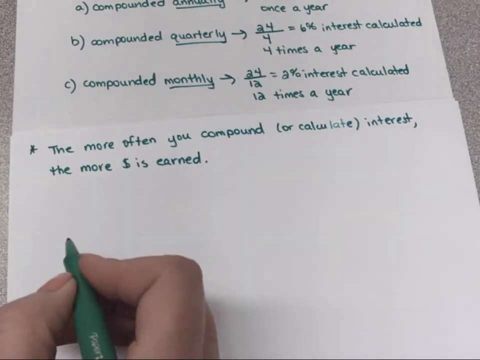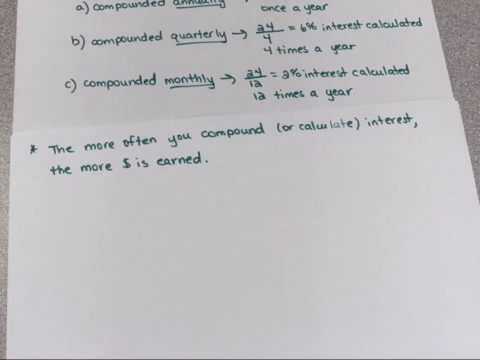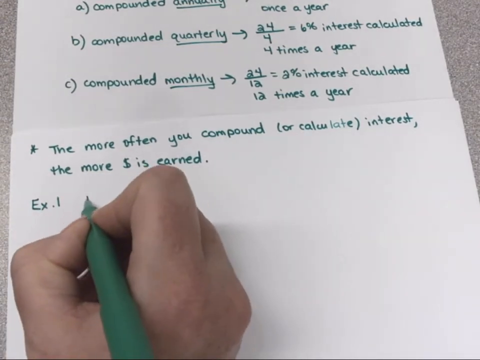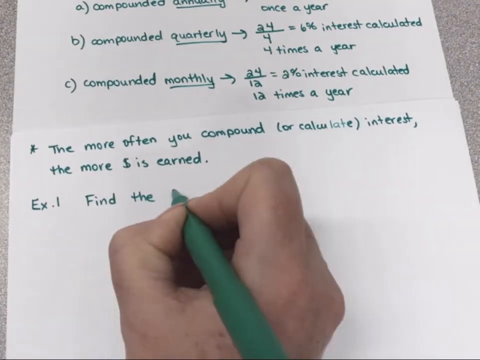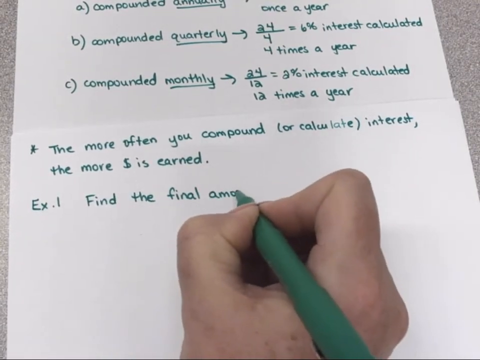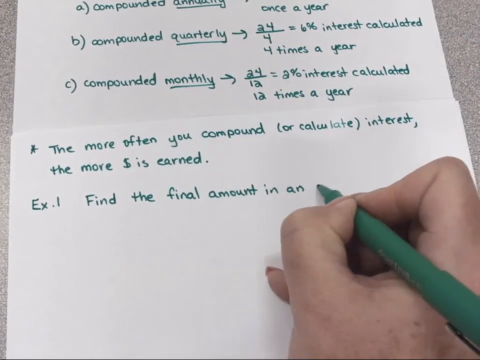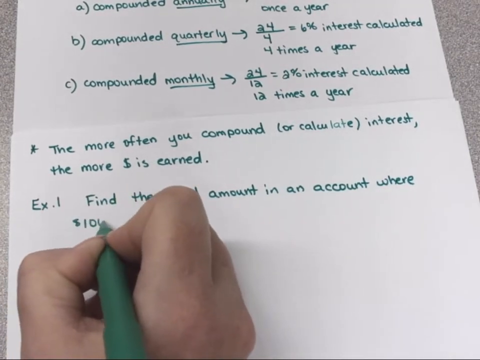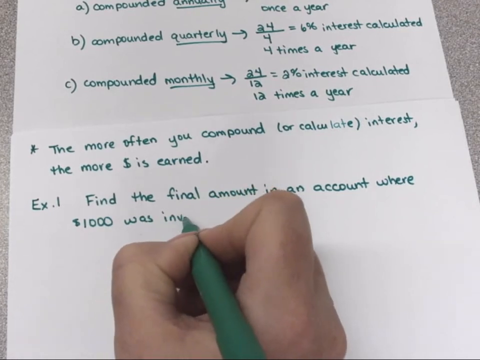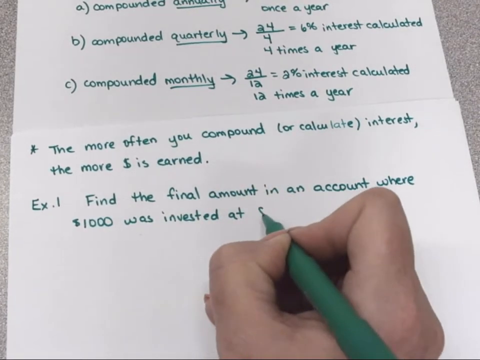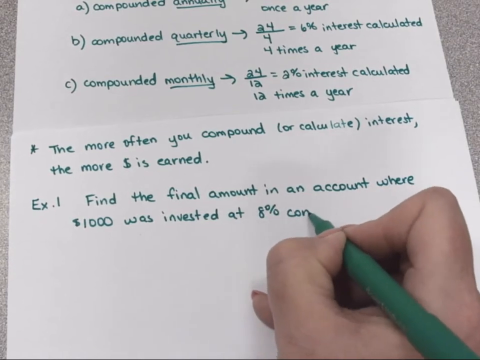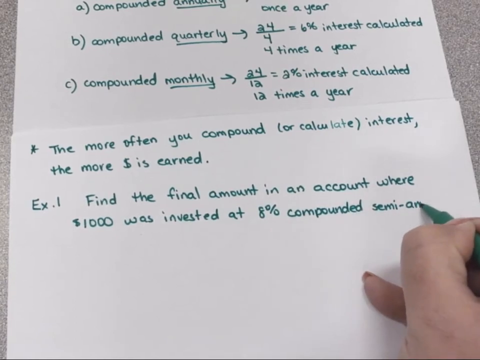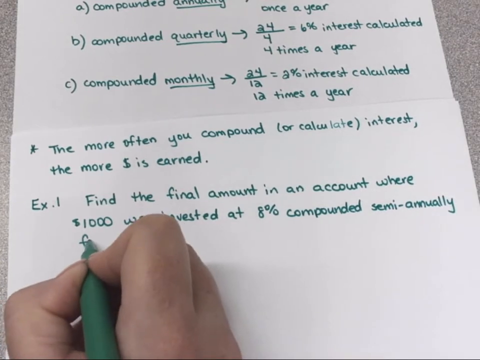Okay, so let's look at a couple of problems with compound interest. And like I said, we're not going to be able to finish this today. We'll finish this up on Friday. So find the final amount in an account where $1,000 was invested at 8%, compounded semi-annually for 7 years.